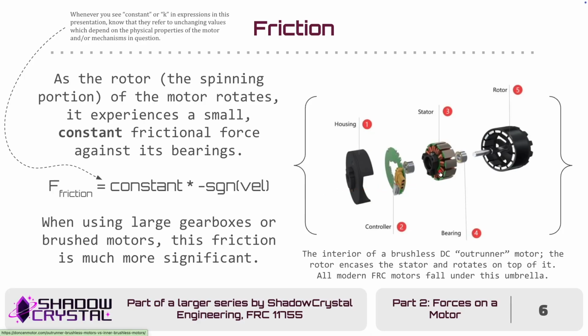As this rotor rotates, it will experience an approximately constant force of friction against the bearings. Now, this force is going to be very small when you're just using a pure motor because bearings are going to minimize that friction pretty heavily. However, as you have an actual mechanism with some weight to it, or potentially use a significant gearbox or heavy gear ratio, that friction is going to become a lot more significant. And the force of friction is going to be equivalent to some constant times the negative sign of your velocity. What that means is that the force of friction will always be in the direction which opposes your movement. So let's say your motor is spinning clockwise, your friction is going to be pushing counterclockwise.